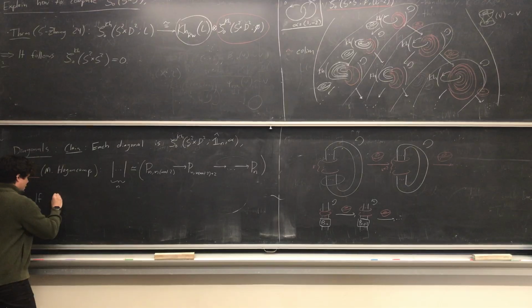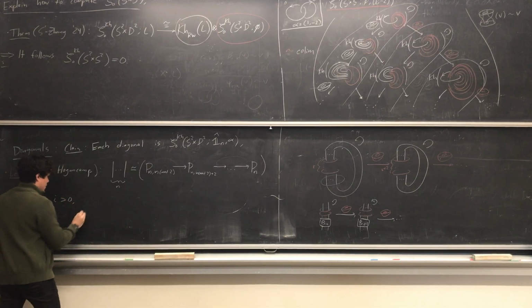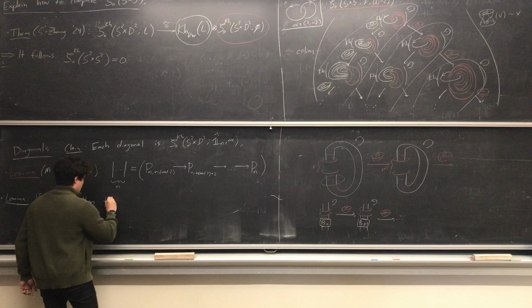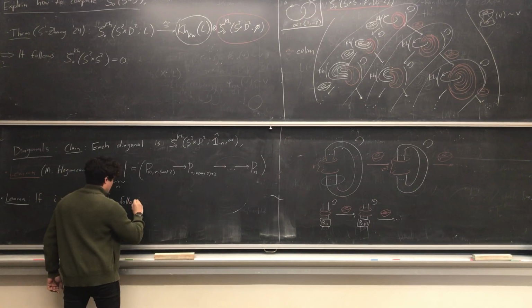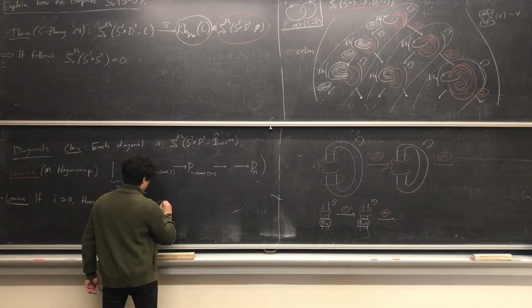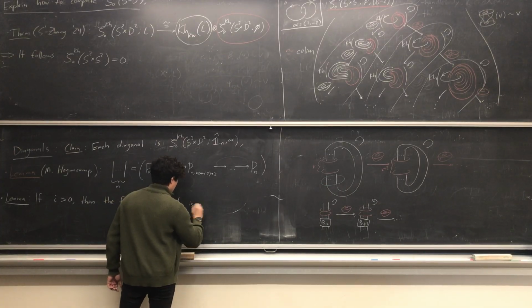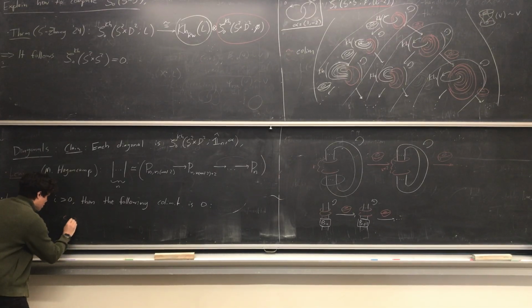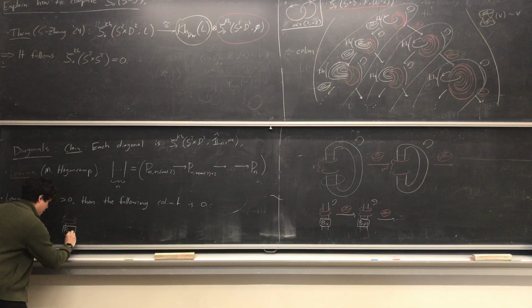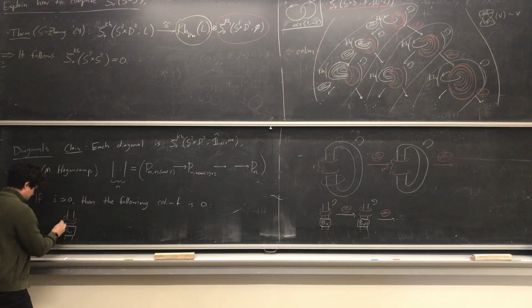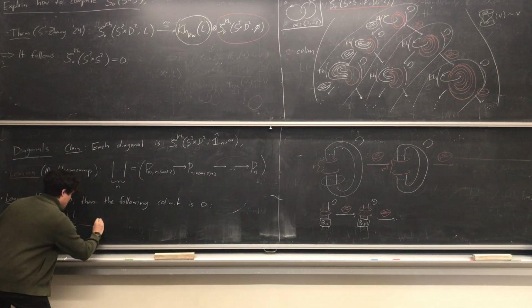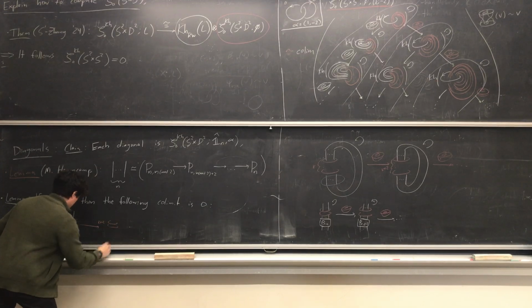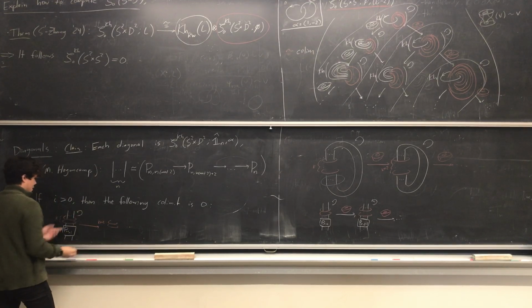If I is greater than 0, then the following colimit is 0. And this colimit is, so I have P, N, comma, I. K many belts, and then I just keep spawning my belts here. So I'm cabling and I'm symmetrizing these red guys.